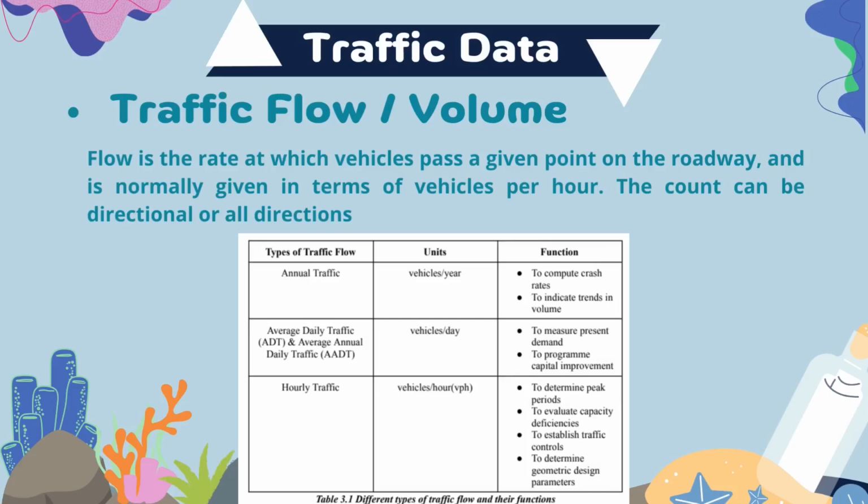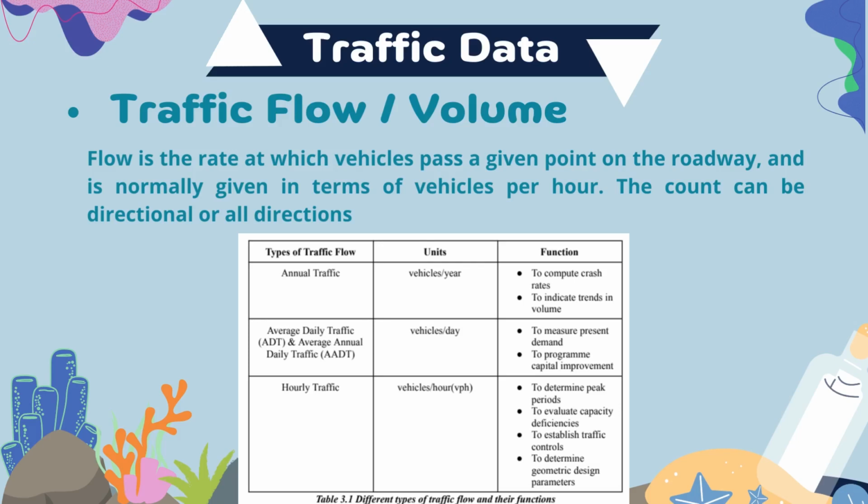For traffic data, we can further discuss the traffic flow of volume, speed, and density or concentration at headway. First, we discuss the traffic flow of volume. Flow is the rate at which vehicles pass a given point on the roadway and is normally given in terms of vehicles per hour. The count can be directional or all directions.